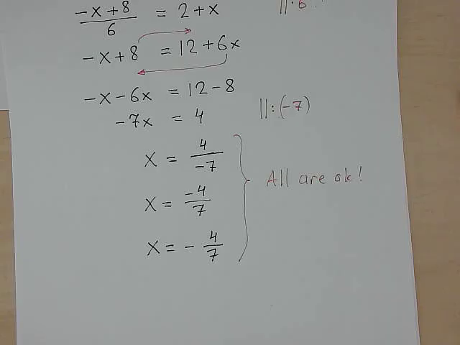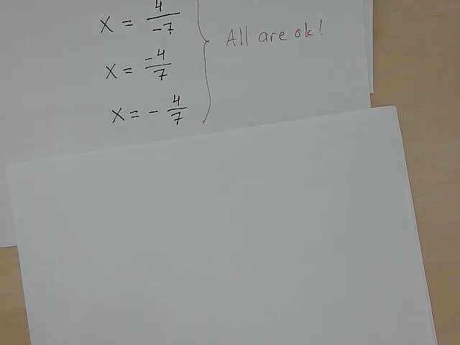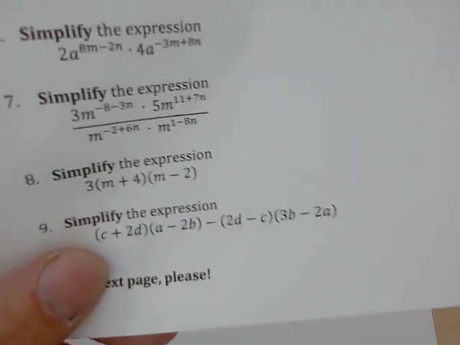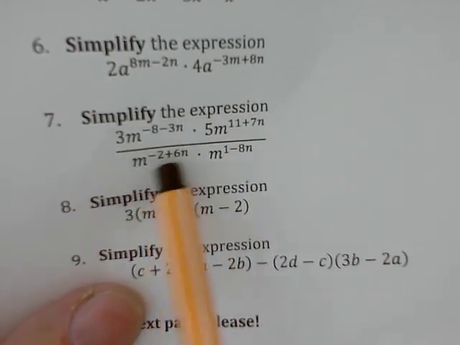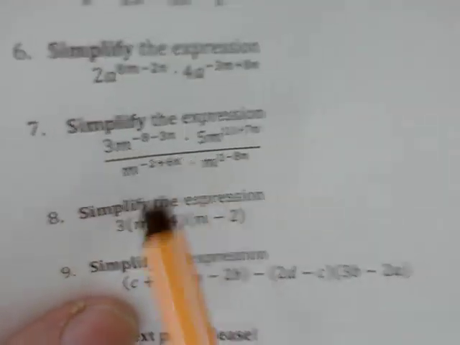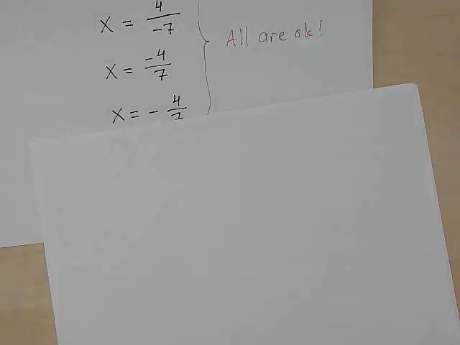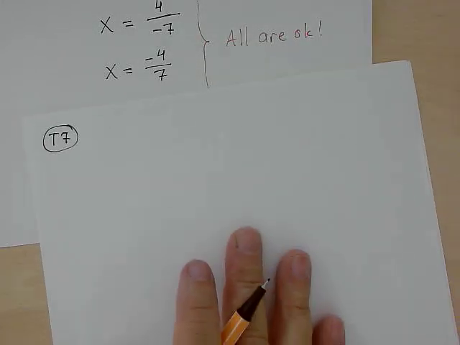Then we have number 7. Simplify the expression again, and it was this kind of expression there. There are powers and there are division marks there, and there are numbers and letters. Let's write that. Problem 7, tehtävä 7.